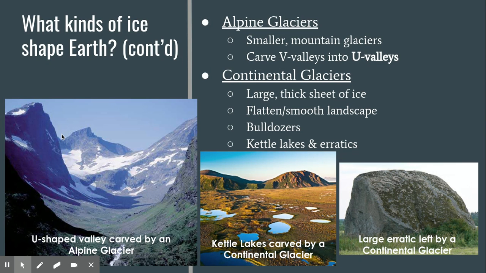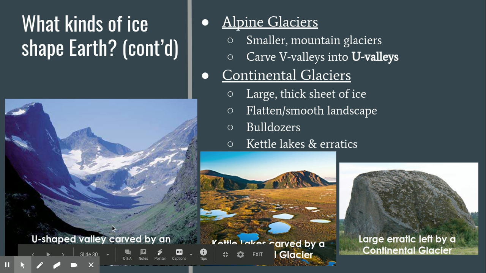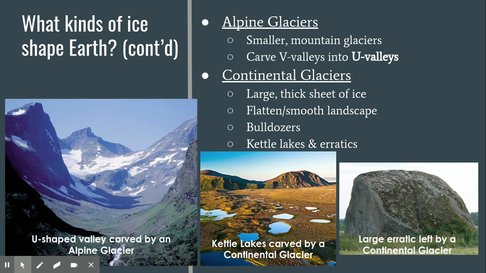And you can see here, these valleys in between these mountain peaks are a little bit more rounded, right? That is evidence that alpine glaciers have flowed through there. Continental glaciers are those big, thick ice sheets that we imagine when we think of Antarctica or the North Pole or Greenland. These are those big ice sheets that cover huge expanses of land.